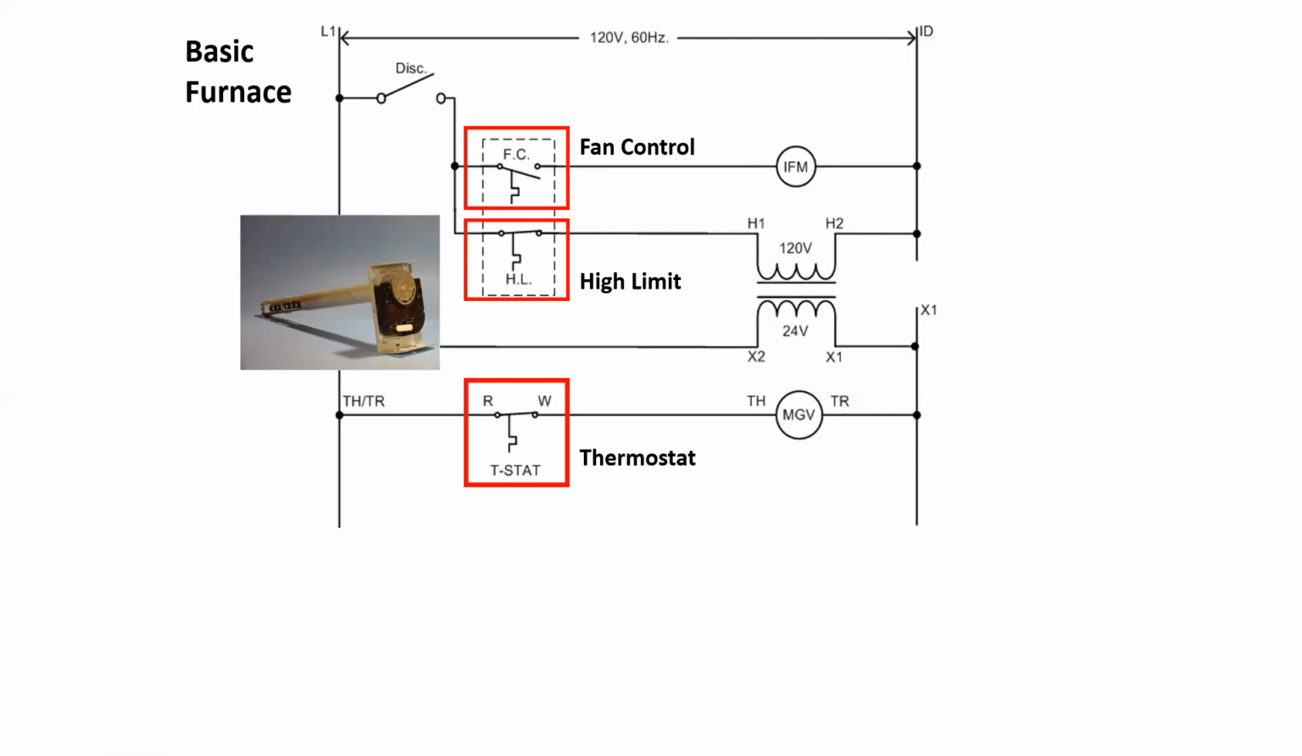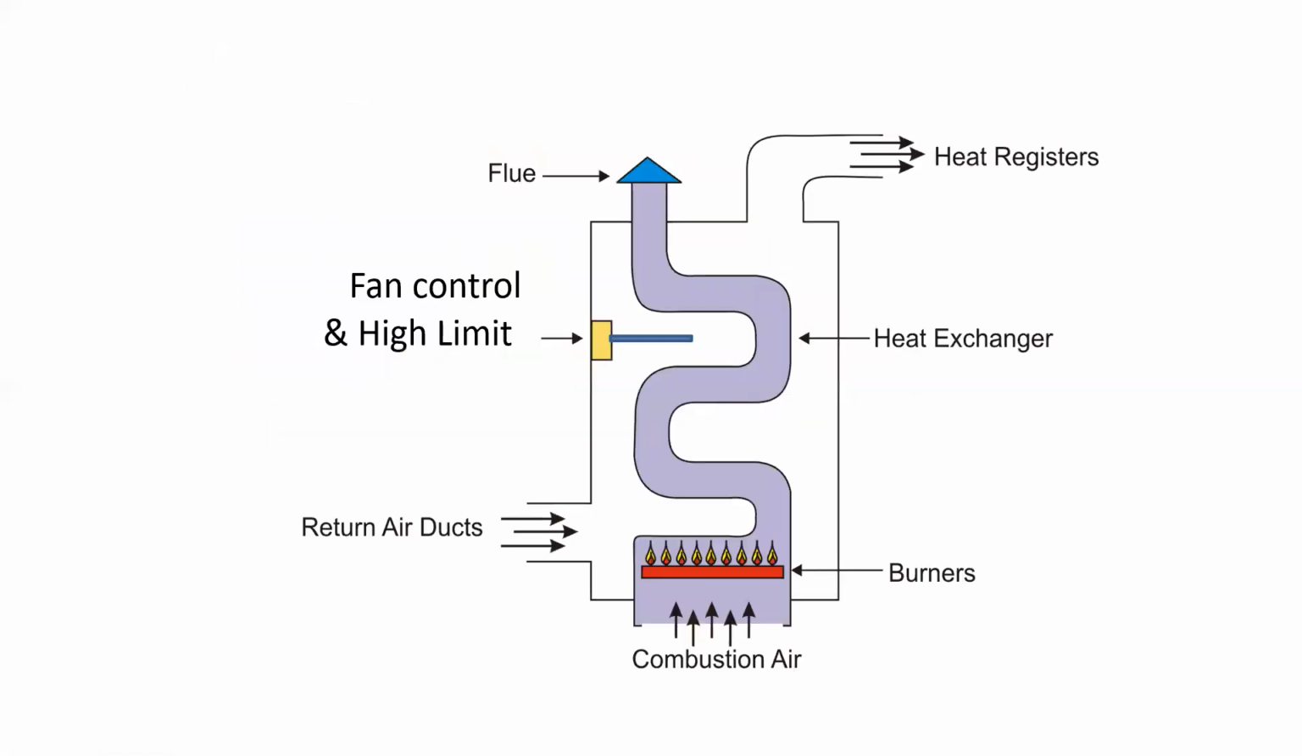The thermostat is located in the lower voltage section of the schematic, and it controls only the main gas valve. The reason for the transformer is that the main gas valve operates at 24 volts, and the 120 provides the power for the 24-volt circuit. The thermostat is located in the room that we want to have heating. The fan control and high limit is located near the heat exchanger in the furnace itself.